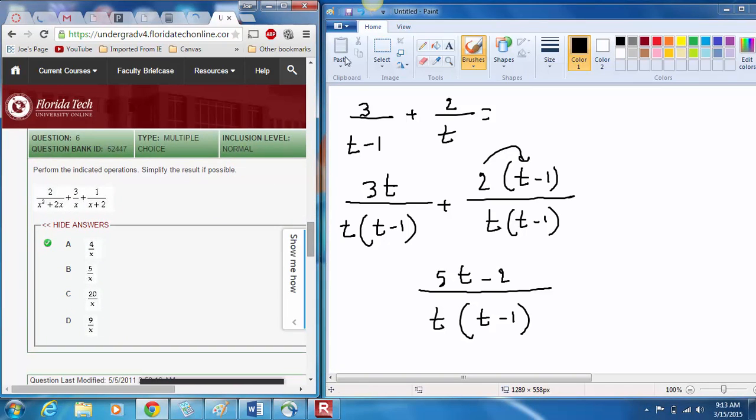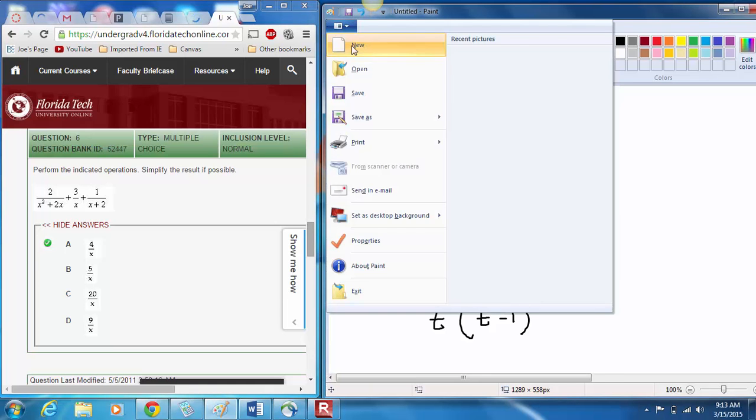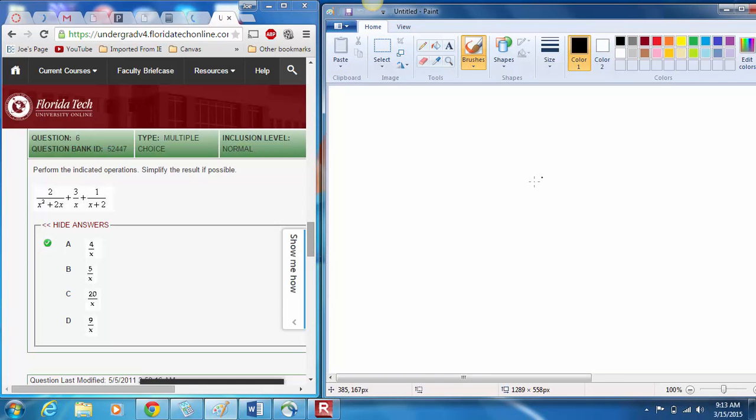Number 6. On number 6, perform the indicated operation. So here we have 2 over x squared plus 2x. Notice that x squared plus 2x can factor to x times x plus 2, because x times x will bring me x squared, and x times 2 will bring me 2x. So I haven't changed anything. Plus 3 over x plus 1 over x plus 2. So the first thing we want to do, find the common denominator.